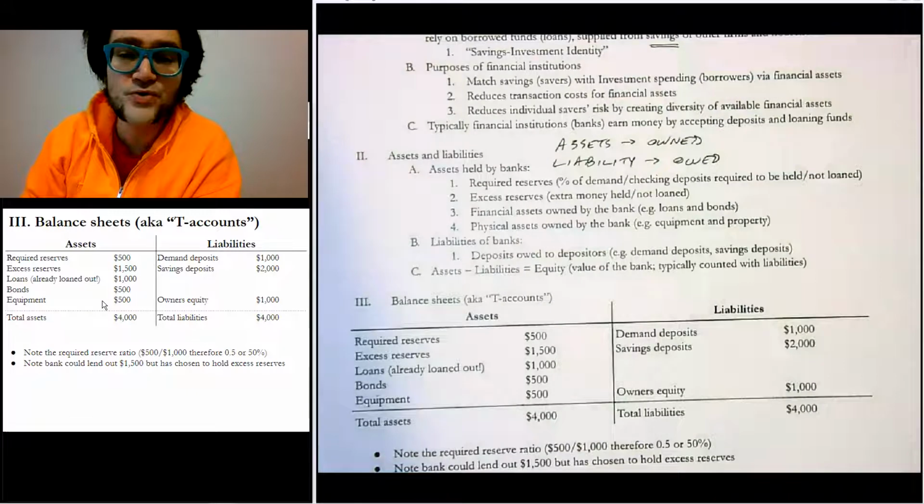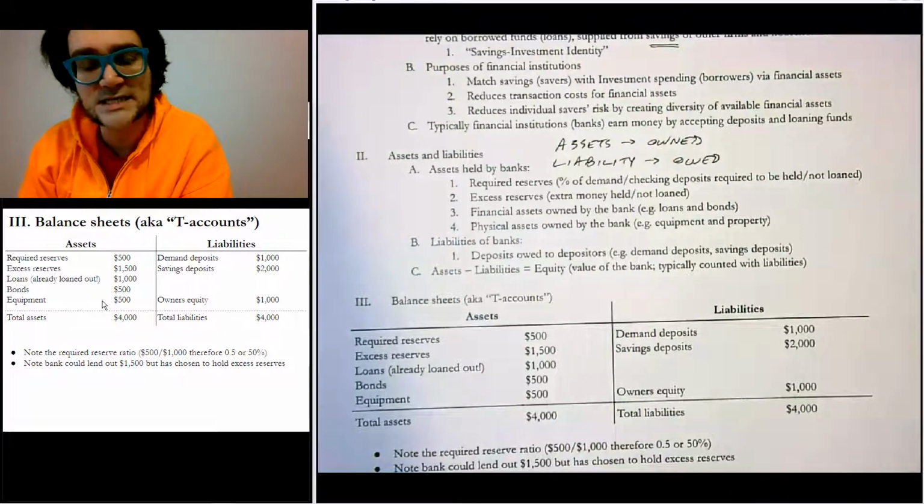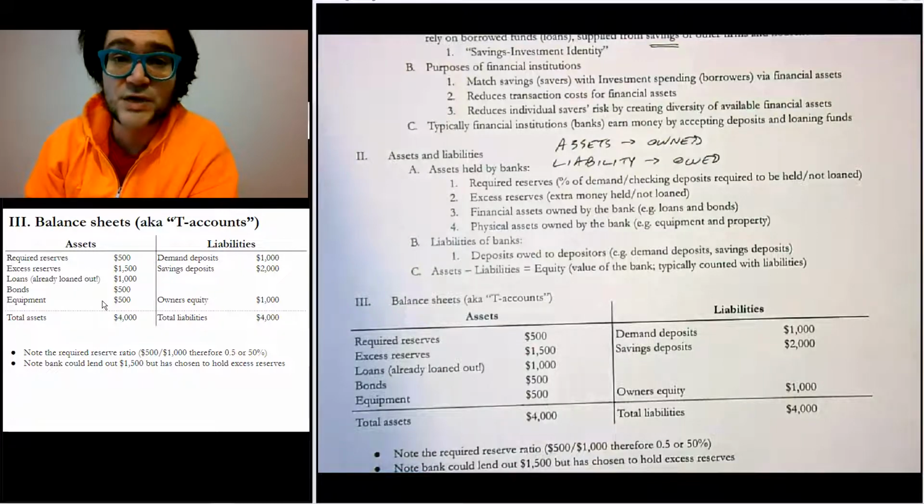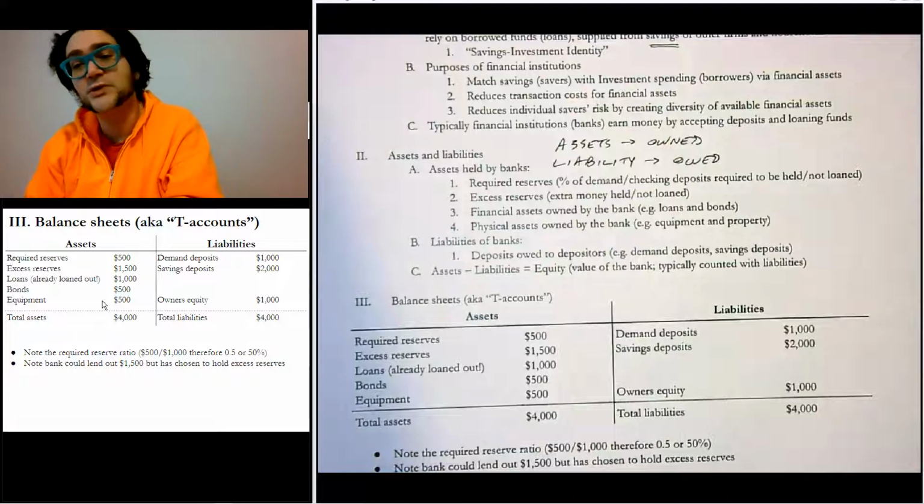Assets are something that are owned, liabilities are something that are owed. Assets owned, liabilities owed. It's really important that you know the difference between these two words.